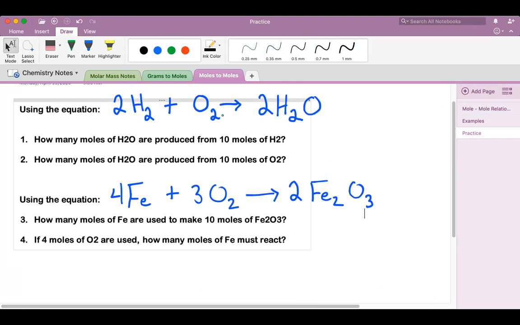So practice 4 questions. First, using the formula for water. How many moles of water are produced from 10 moles of H2? How many moles of H2 are produced from 10 moles of O2? Next one, you have the formula for rust or iron oxide. So for this one, how many moles of iron are used to make 10 moles of iron oxide, iron 3 oxide? And the last one, if 4 moles of O2 are used, how many moles of Fe do I need? So it's the same thing. You just got to do your mole ratios. Okay? So good luck.